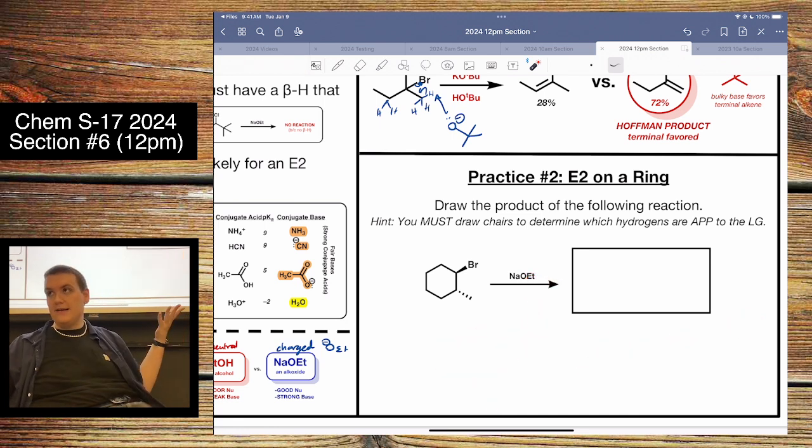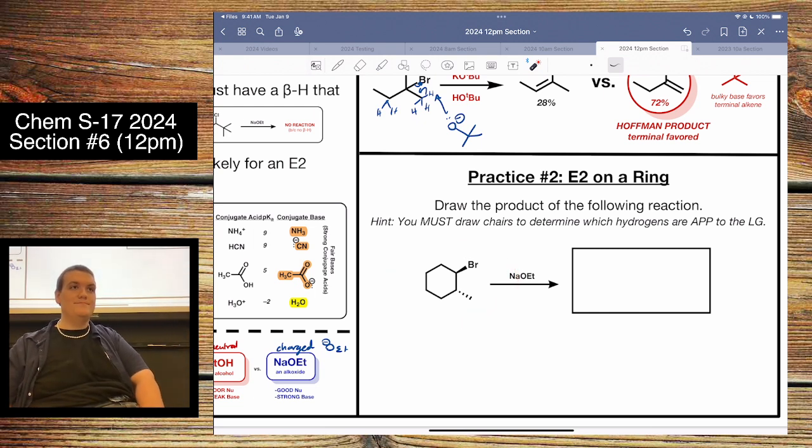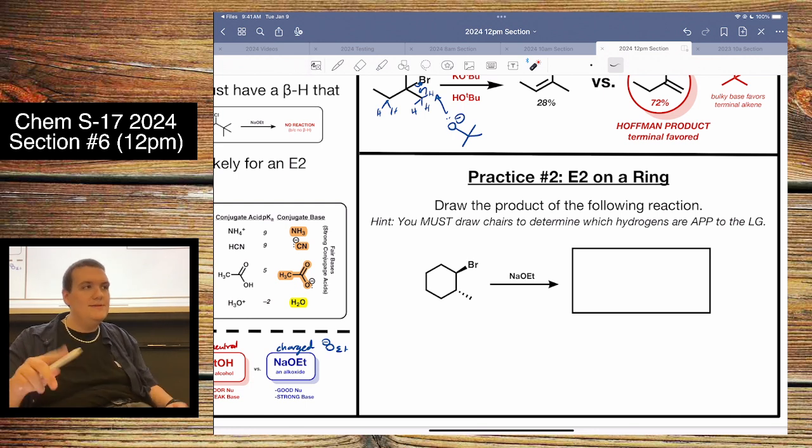So what this means for the practice is I want you to draw the two chairs associated with this molecule, and then pick which one is going to be able to react E2, and then try to determine what the product's going to be. So in order to be E2, it has to be anti-periplanar, so your leaving group has to be axial. It could point down and be axial.